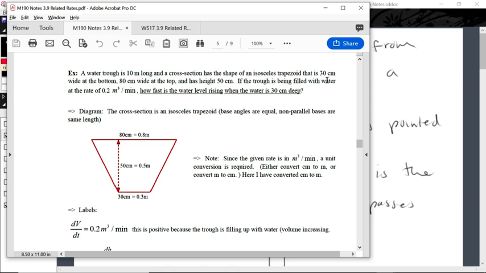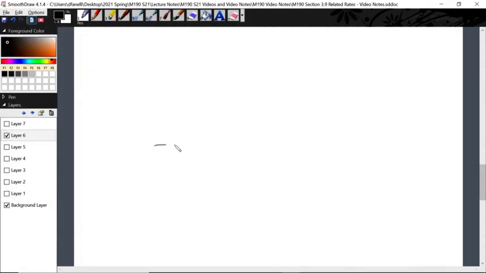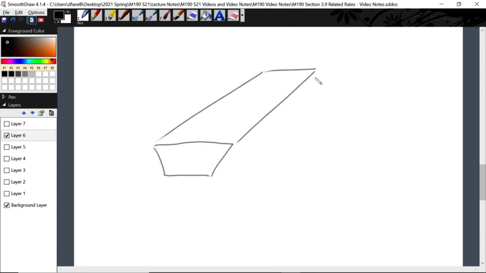We're told that one of the bases is 30 centimeters and the other base is 80 centimeters, and the height of the trapezoid is 50 centimeters. We imagine that in 3 dimensions this stretches outward 10 meters. So this creates a container that is filling up with water, but the 10 meters is constant. Let's help visualize that. We have our trapezoid, but then this is stretched outward 10 meters in this direction. So this is 10 meters, this is 10 meters, this is 10 meters.